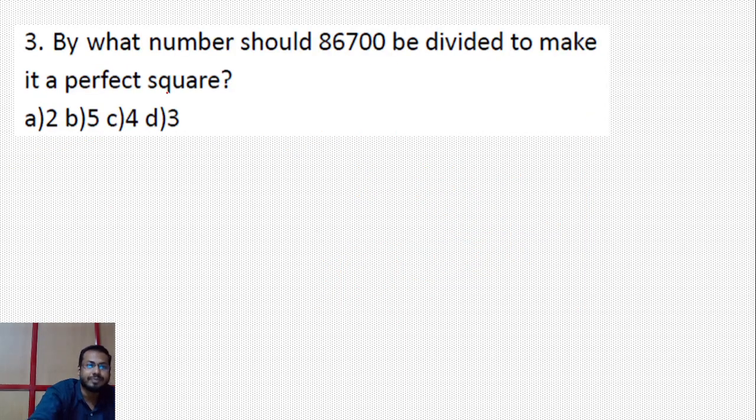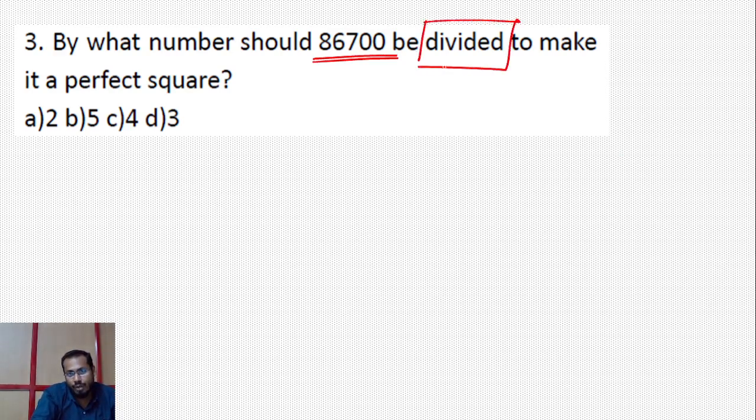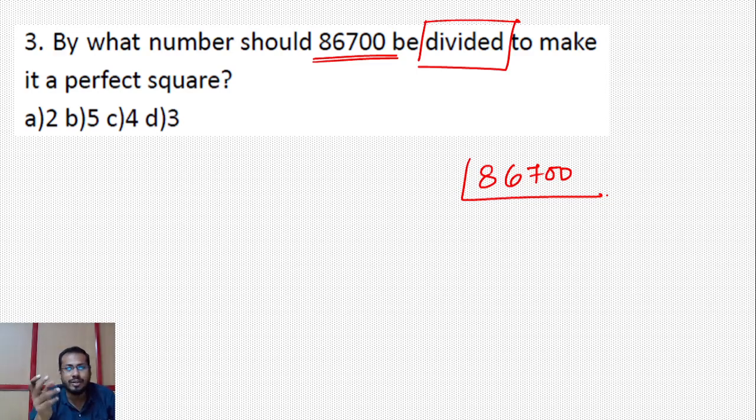Next question. By what number should 86700 be divided to make it a perfect square? See, when you get a word like divide or multiply, and make a perfect square, just take L division. That helps you get an idea how to get the answer. Factors, LCM, HCF, and trailing zeros, everything is based on L division. So whenever you want to get the answer, first of all we need to complete the L divisions.